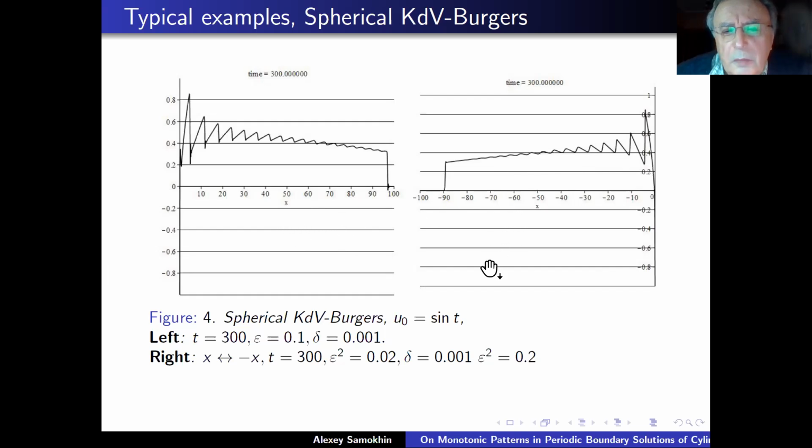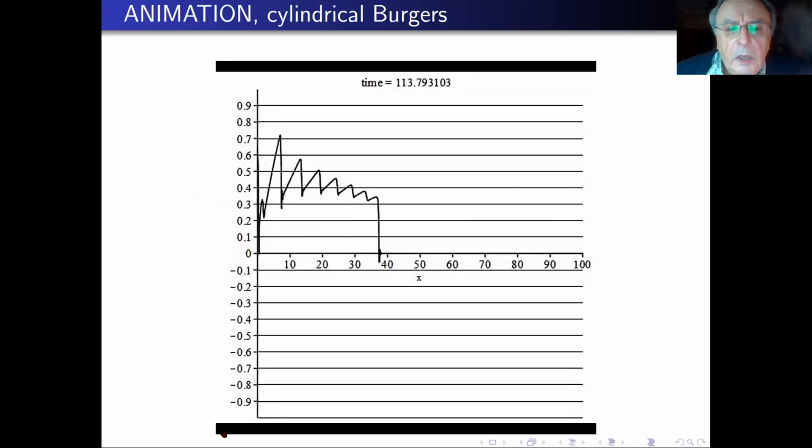That is simply obtained by just changing the sign before the space coordinate. That is how the process goes. This is the animation for cylindrical Burgers.